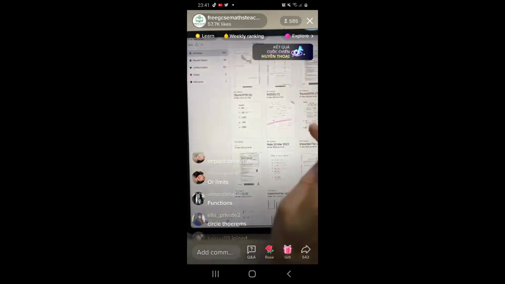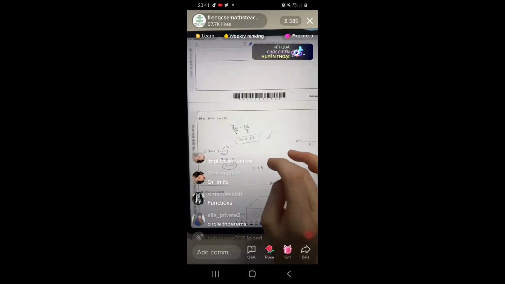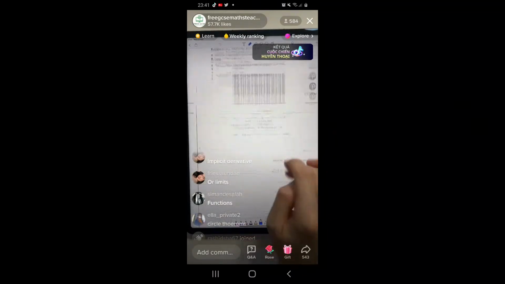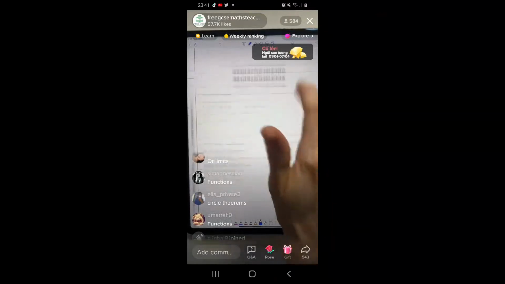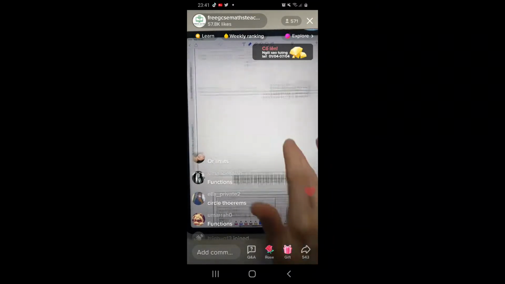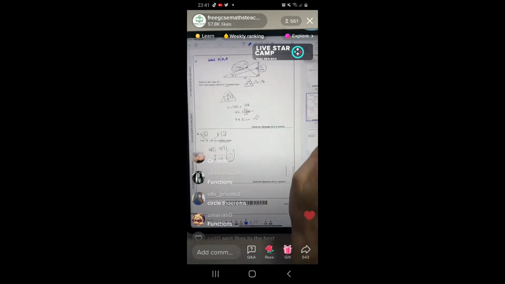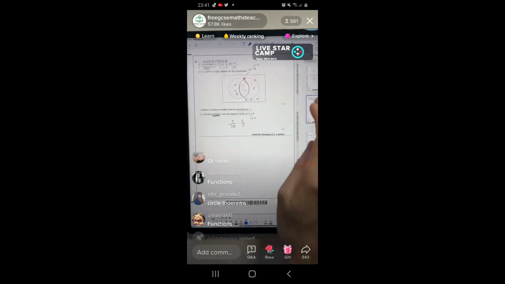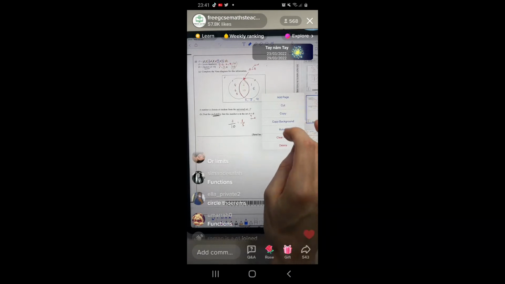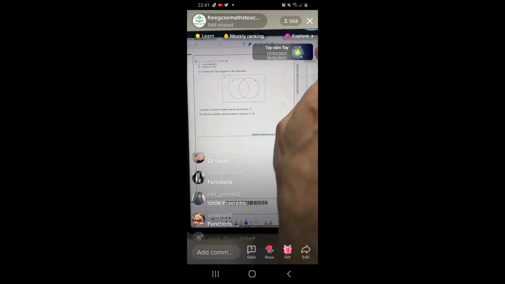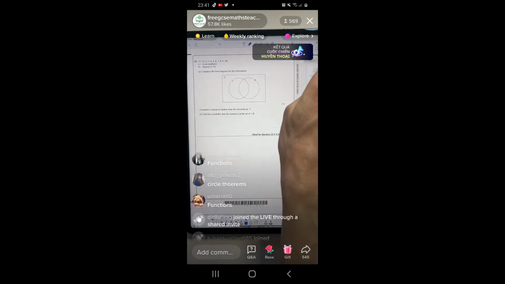So if we can't find it, I'll just do whatever question comes up next then. Is that a Venn diagram? There's a Venn diagram. So someone asked for this question. So this one actually. I'm not quite sure who asked for it, but there we go.